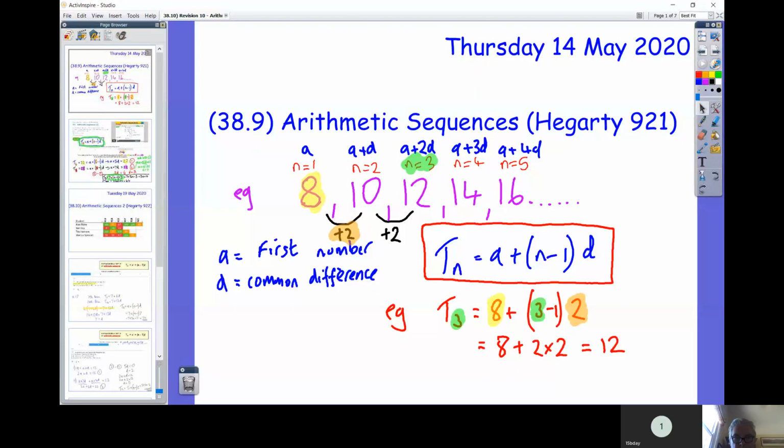That's not the one I wanted. Sorry, I wanted 38.11. Does that click into? No, it doesn't. Sorry, just bear with me while I get the right one.